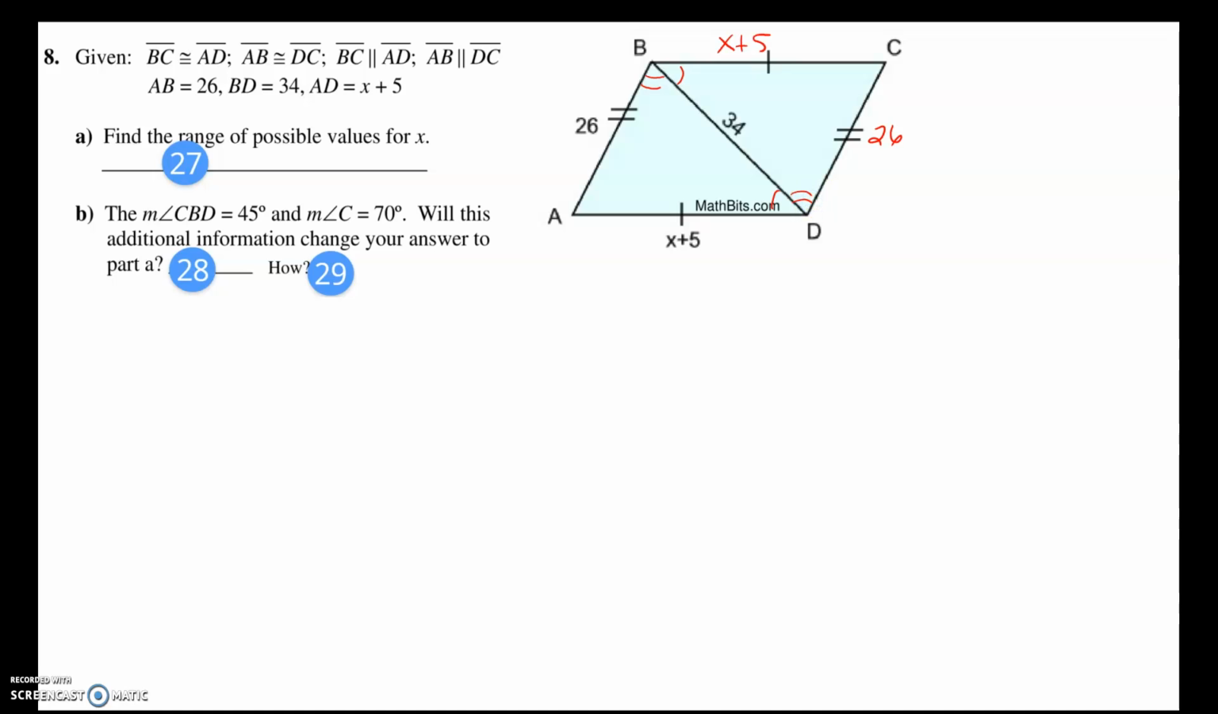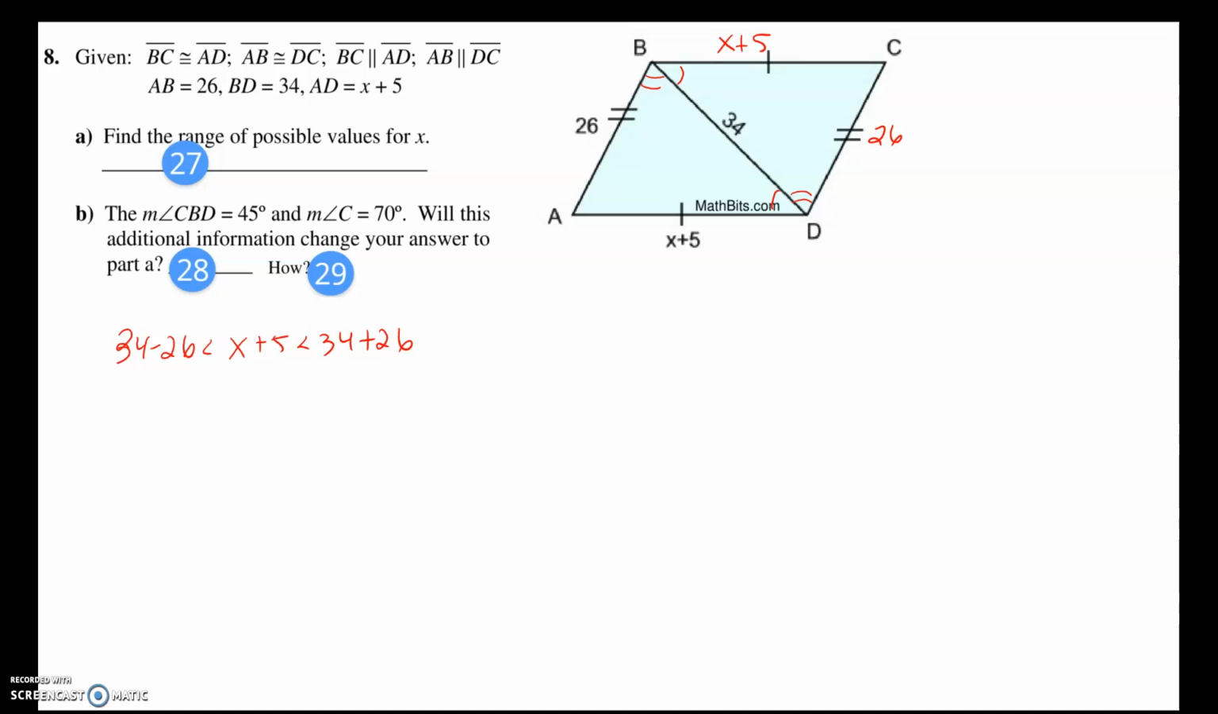So the first thing I want to do is find the possible values for x. I'm just going to look at one of my triangles here. I want to find the possible values of x, so I'm going to subtract and I'm going to add. Subtracting and adding to figure out my range.